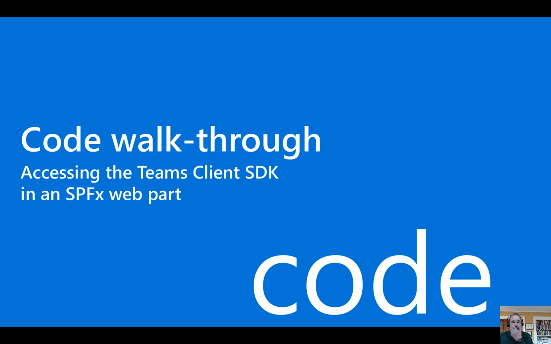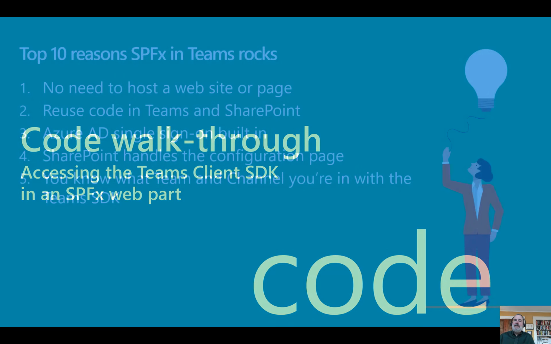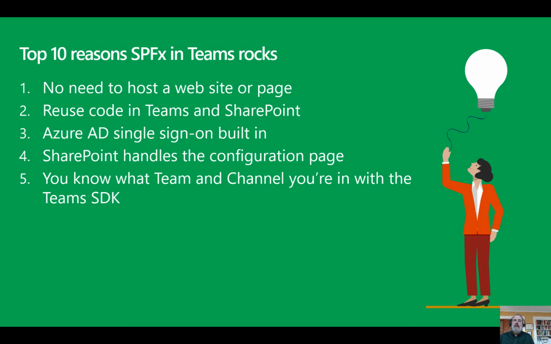All right, here's where we left off. Okay, so that's been a code walkthrough of accessing the Teams Client SDK. It's really pretty simple, and it actually adds a few more reasons why SharePoint Framework in Teams rocks. Now you've seen that SharePoint handles the configuration for us. We don't need to write a configuration page, and you can always tell what team and channel you're in by using that Teams SDK. So you have the ability to run inside the context of the team automatically.